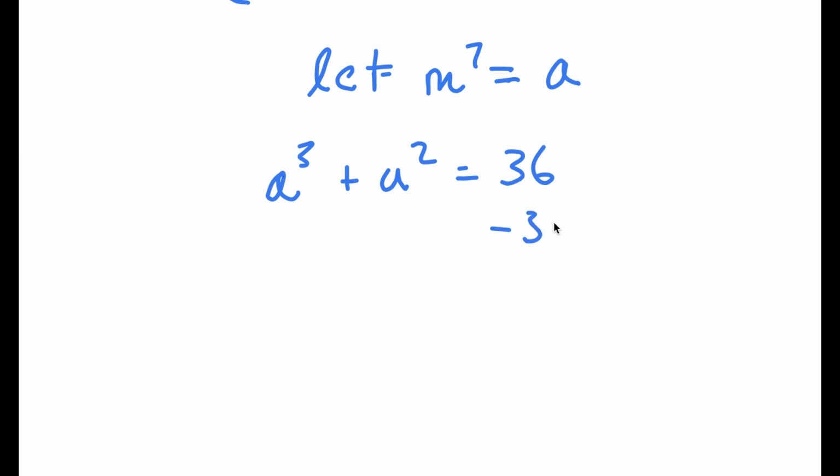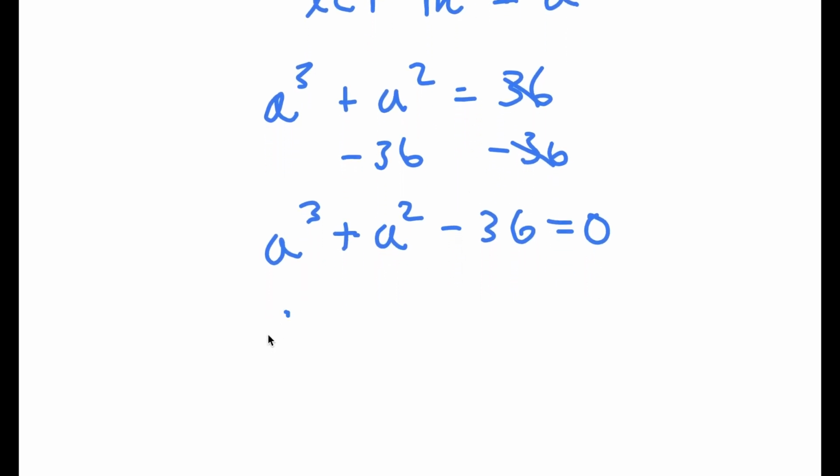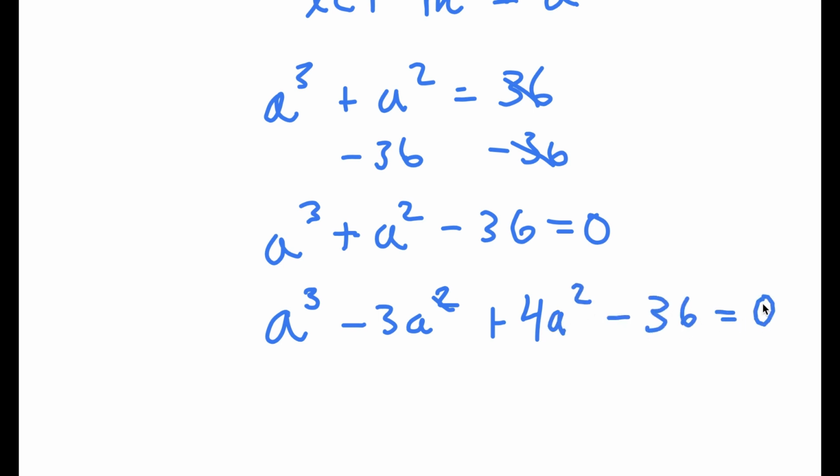So now I'm going to subtract 36 on both sides, and I get a to the power of 3 plus a squared minus 36 is equal to 0. Now I can rewrite a squared here as negative 3a squared plus 4a squared minus 36 is equal to 0.